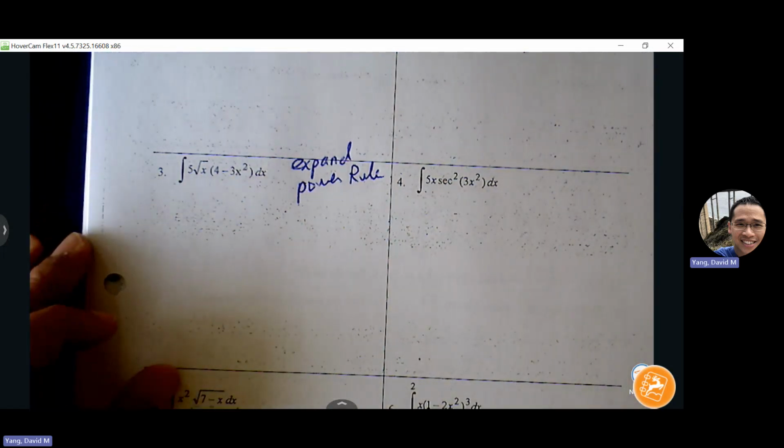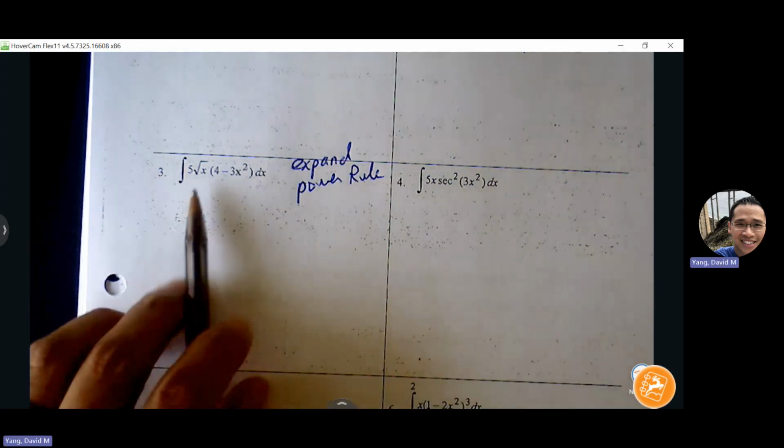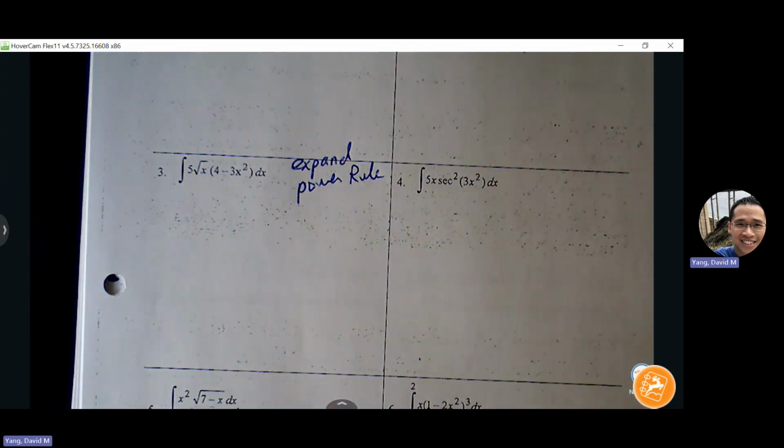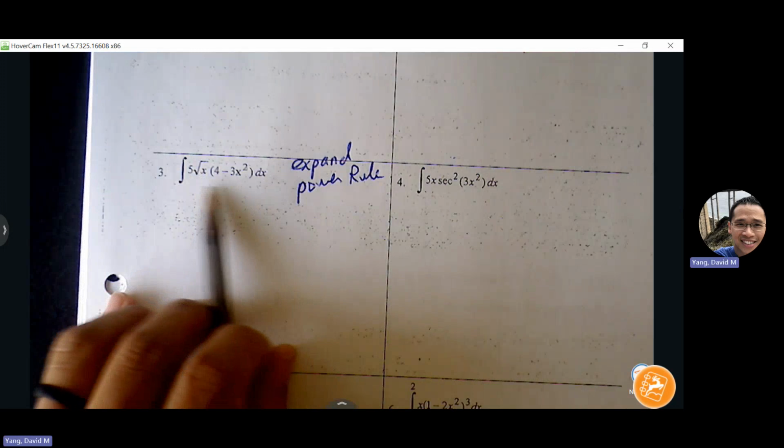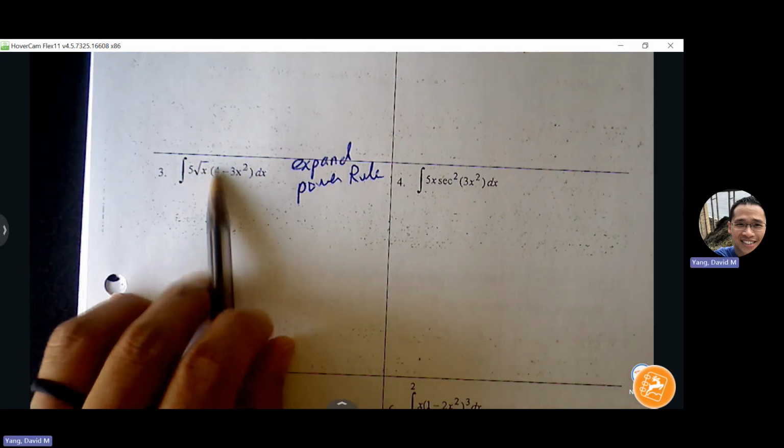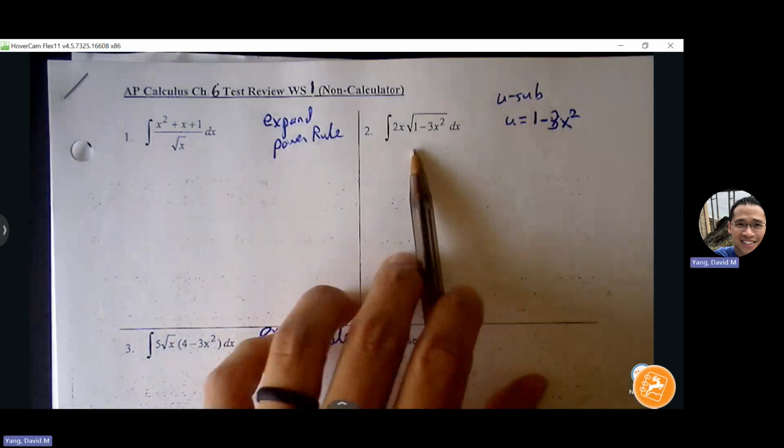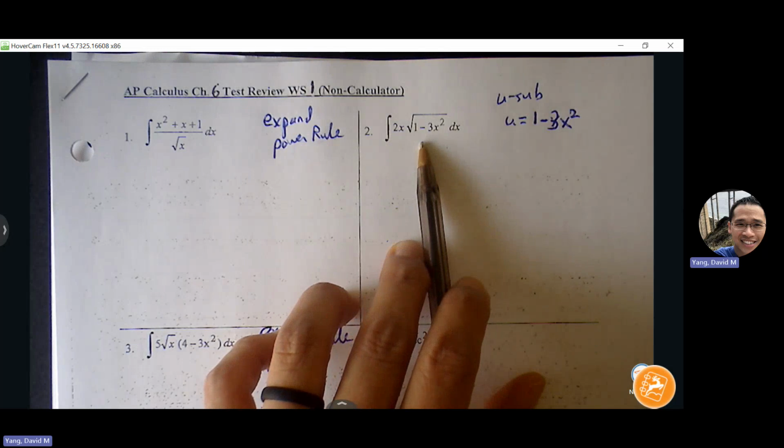How do you know what you can do? We have to look at the problem, right? First, is it possible to expand? Right, this one is possible, right? I can distribute this through. It's not like this problem where I cannot expand. So think about PEMDAS, think about your expansion, think about what is algebraically possible.